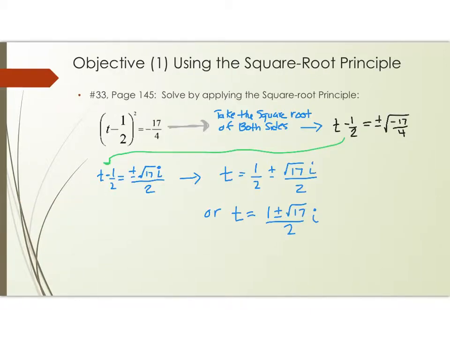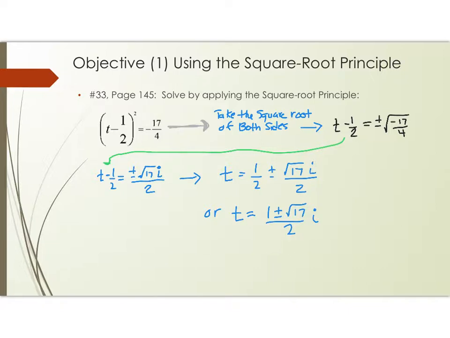The first objective is using the square root principle. The square root principle is just taking the square root of both sides of the equation. So in our first example, number 33 on page 145, we have the following equation. (t - 1/2)² is equal to -17/4.